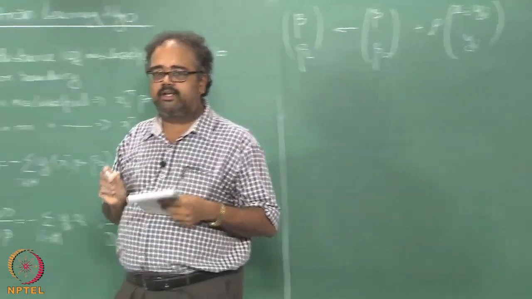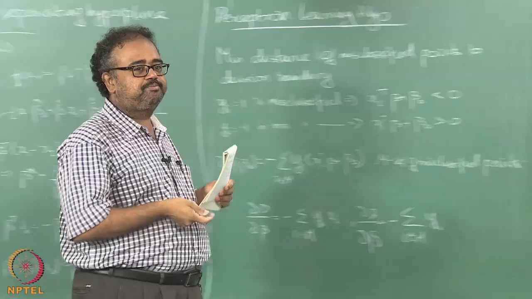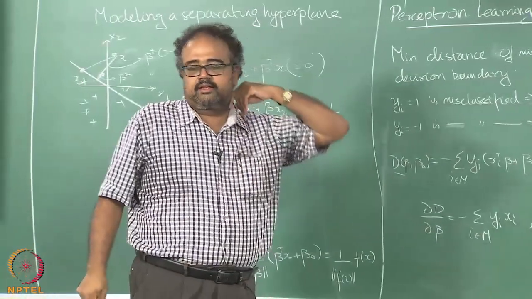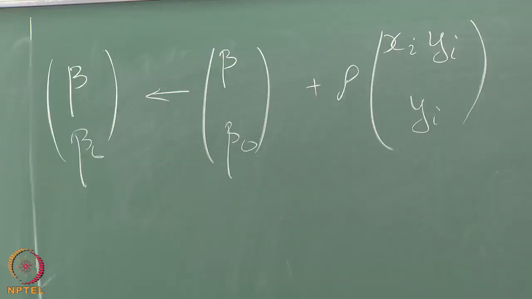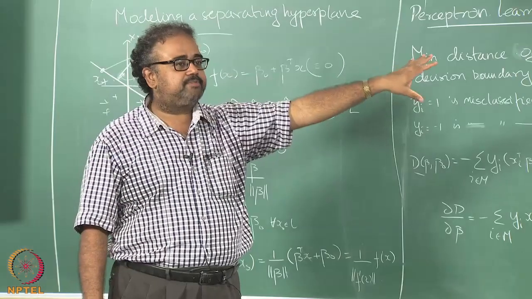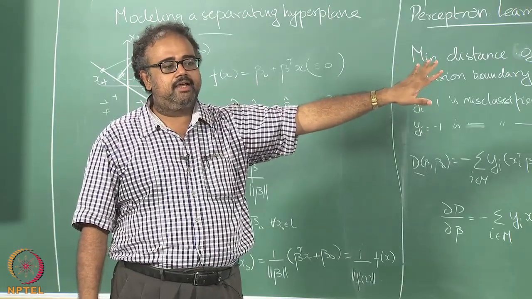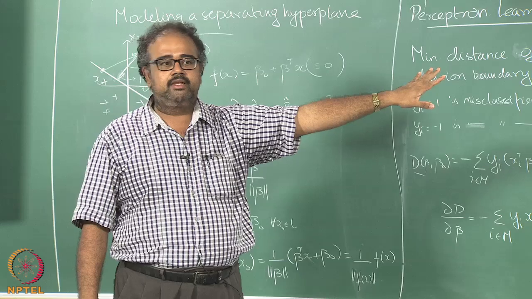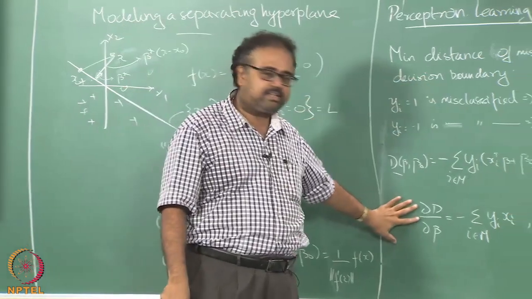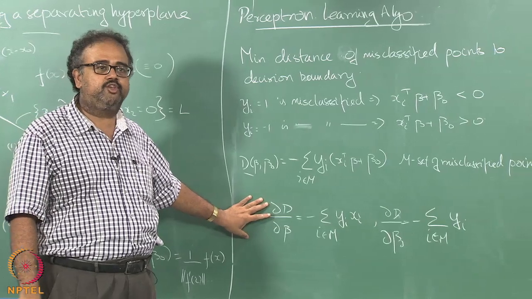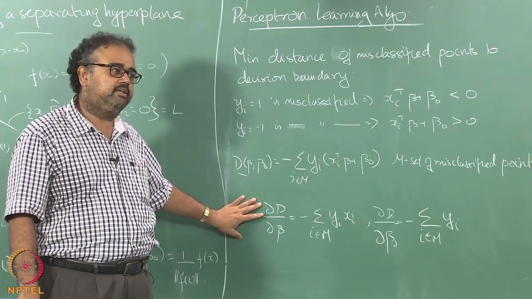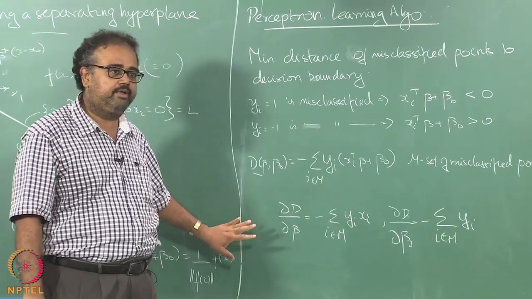Now I can convert this into matrix notation. Every time I encounter a misclassified data point, I change my beta. We are doing it in this particular form because this is the perceptron learning algorithm. If you want to find all the misclassified data points and then compute the cumulative gradient and change your beta in that direction, you are welcome to. That is a perfectly valid way of doing it.